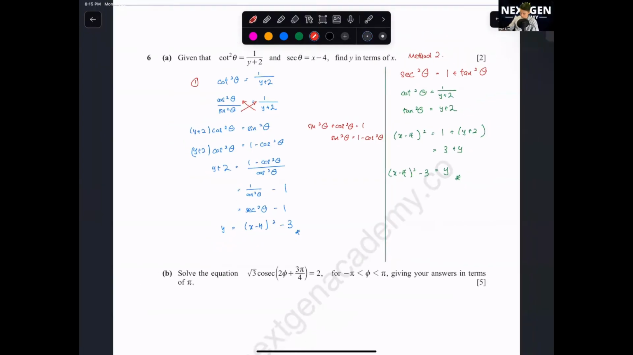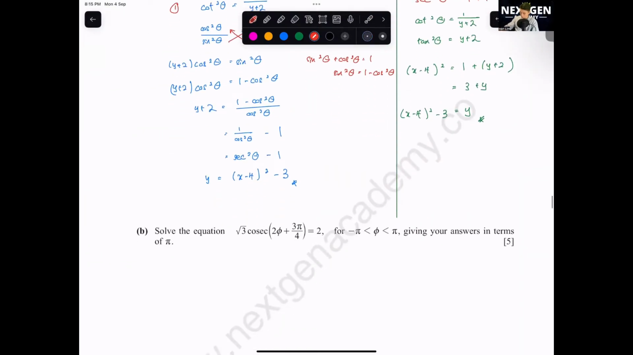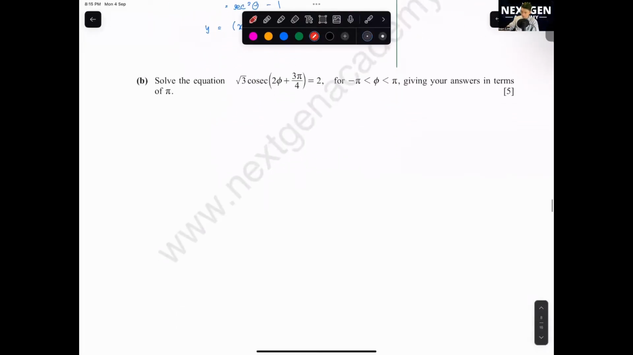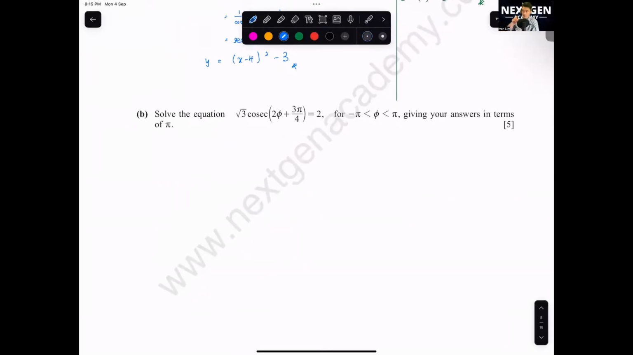Okay, next one. Question B. Solve the equation root 3 cosec of 2 theta plus 3 pi over 4 equals to 2 for negative pi to pi, giving your answer in terms of pi. Okay, let's do this one. 100% will have this weird angle type of trigo question. Okay, move the root 3 to the right hand side first. So 2 over root 3. Then here we inverse. Cosec is 1 over sine, so I just inverse the whole thing. So here will be sine of the angle equals to root 3 over 2.